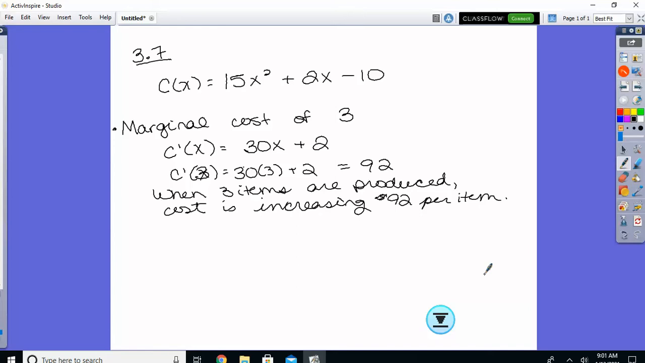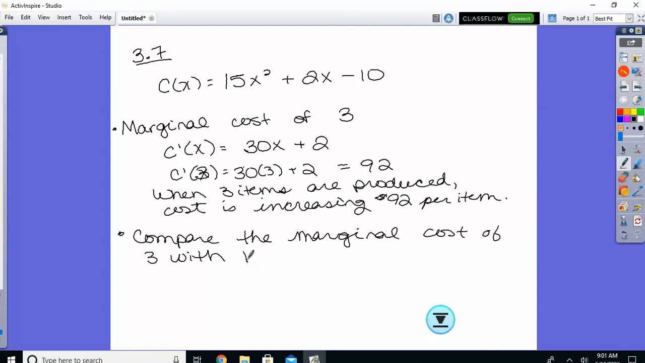So if I want to produce 4 items, I would expect my cost to increase by $92. Would it be possible to have a negative marginal cost? Yeah, what would that mean? The cost was going down to produce that additional item. On these, I often had you do a comparison.